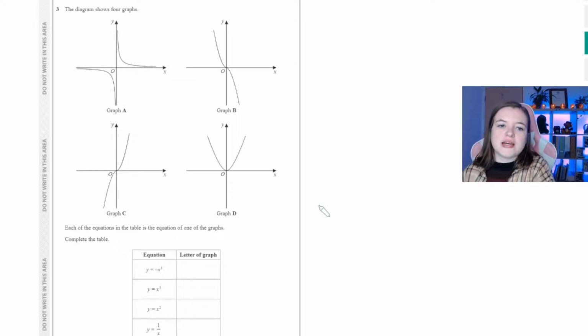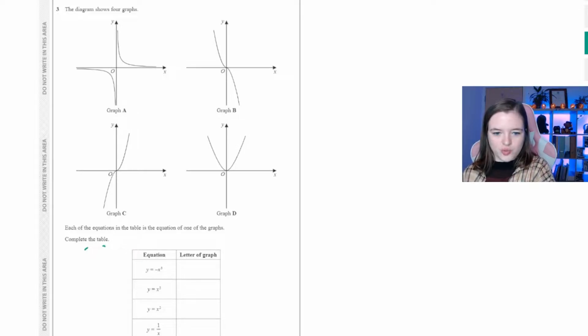Question 3. The diagram shows 4 graphs, graph A, graph B, graph C, and graph D. Each of the equations in the table is the equation of one of the graphs. Complete the table. Okie dokie. So I've got y equals minus x cubed. I have y equals x cubed. I've got y equals x squared. And this one down here that you can just about see is y equals 1 over x.